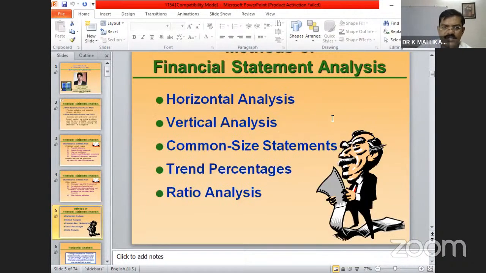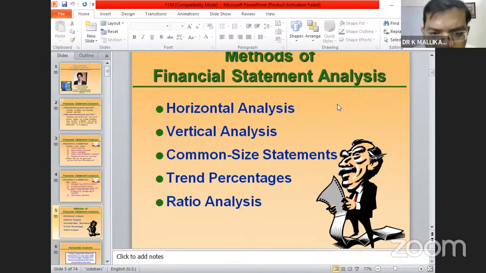And what are the methods or tools for analyzing the financial statement? There are 5 methods for analyzing the financial data: horizontal analysis, vertical analysis, common size statements, both the income statement as well as the balance sheet, and trend analysis, how the trends move, either upward or downward, based on the base year. Next, ratio analysis, the most important tool for analyzing the financial data. Let us discuss one by one.